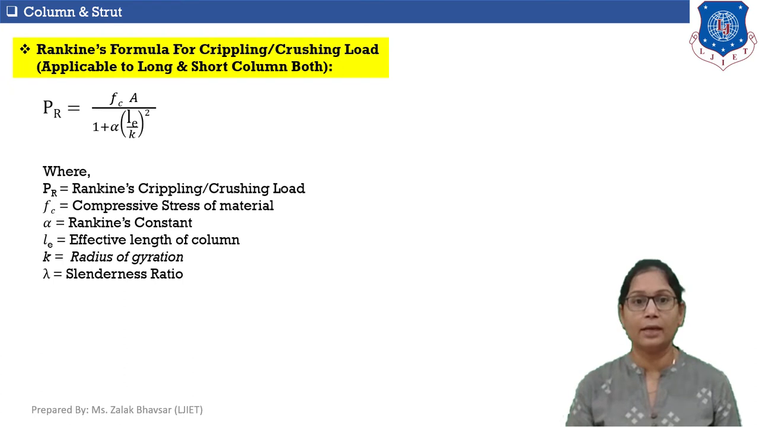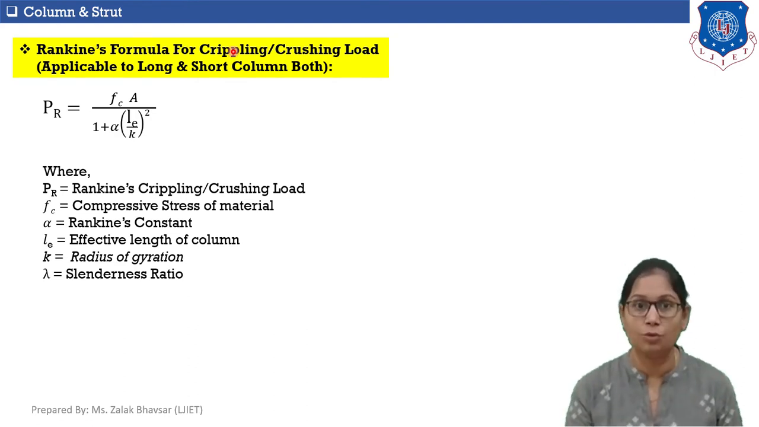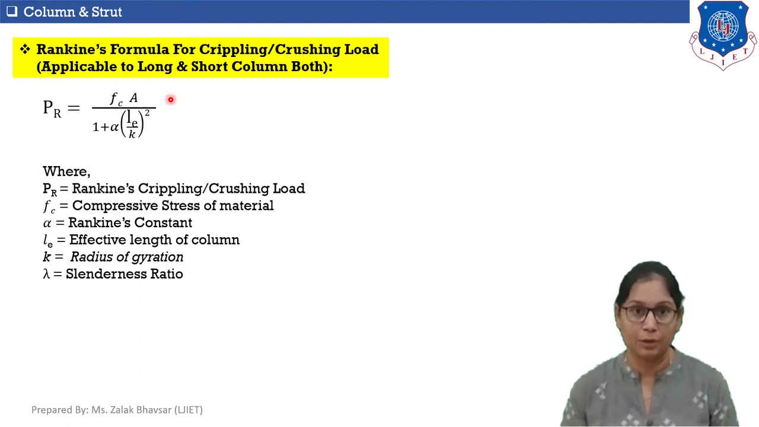Here is Rankine's formula. Rankine's formula is used to calculate the crippling or crushing load for the column section. The formula is applicable to both long and short types of columns. Euler's formula that we discussed in the previous session was only applicable for long columns, but Rankine's formula is applicable for both types of columns. So here is the formula.